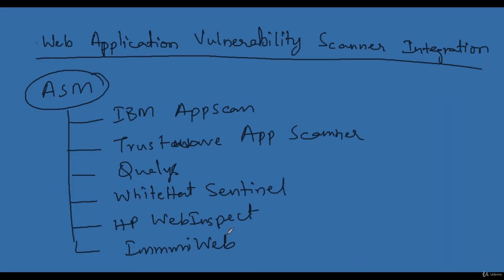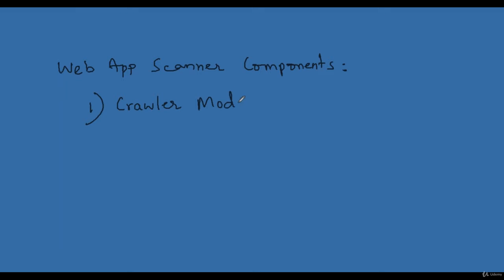Generally, any web application scanner comprises three main components. First is your crawler module, the attacker module, and then the analysis module.